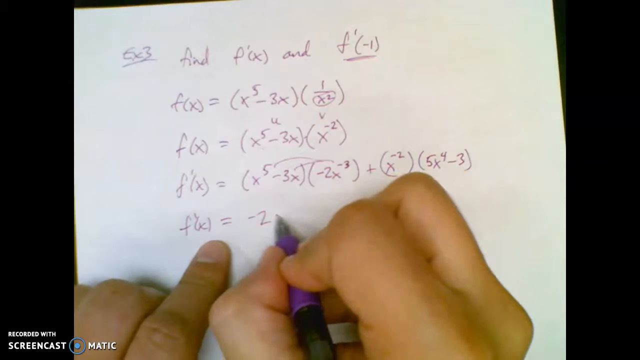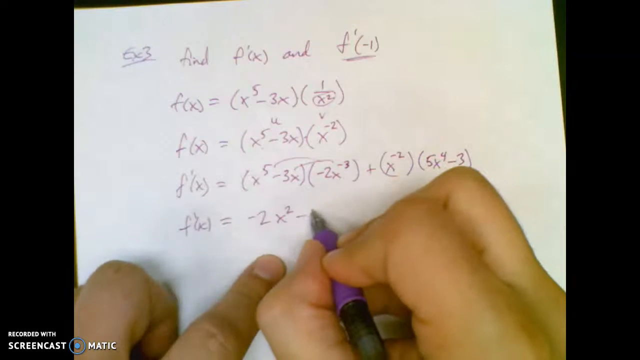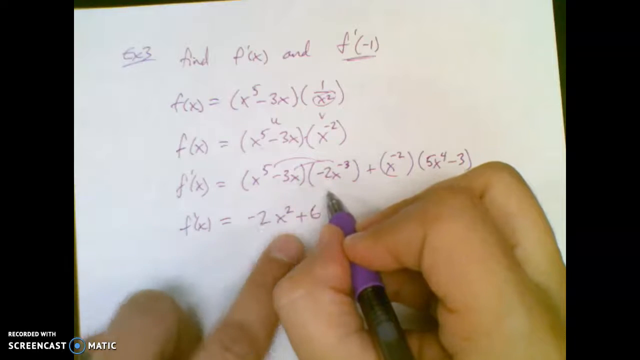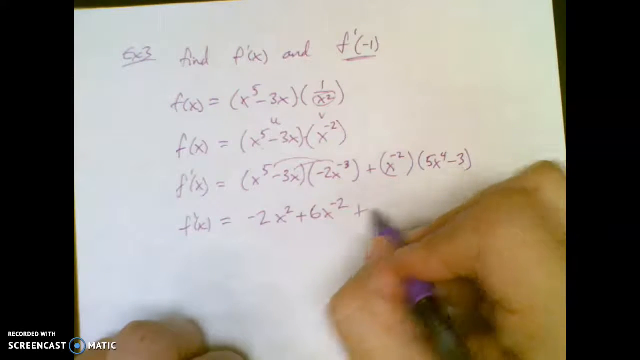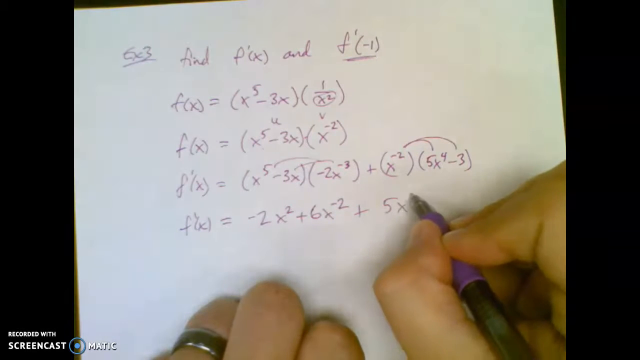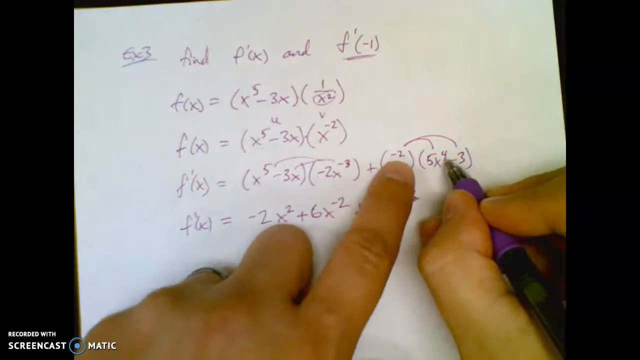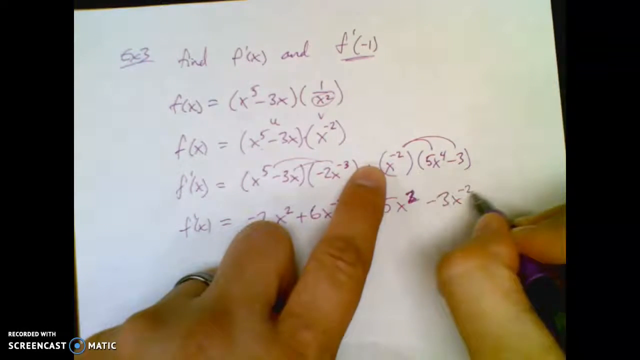So I got negative 2x to the second power. Okay, minus, not minus, plus 6, because you got a negative 2 times negative 3, x to the negative 2 power. And here I'm going to distribute that guy, and I get 5x to the second. I can add. And here you got minus 3x to the negative 2.